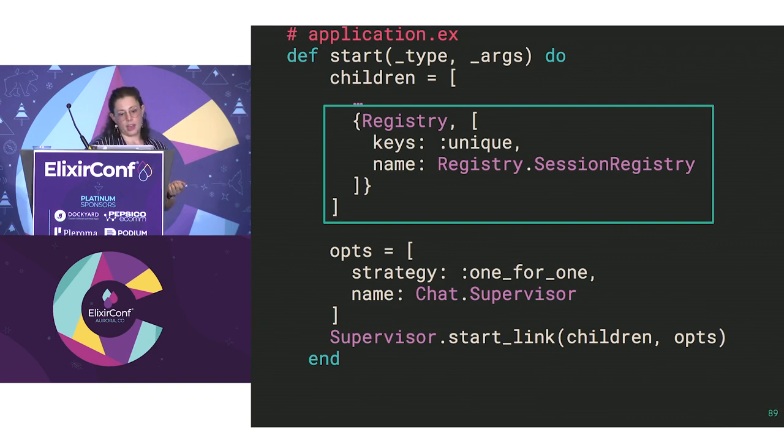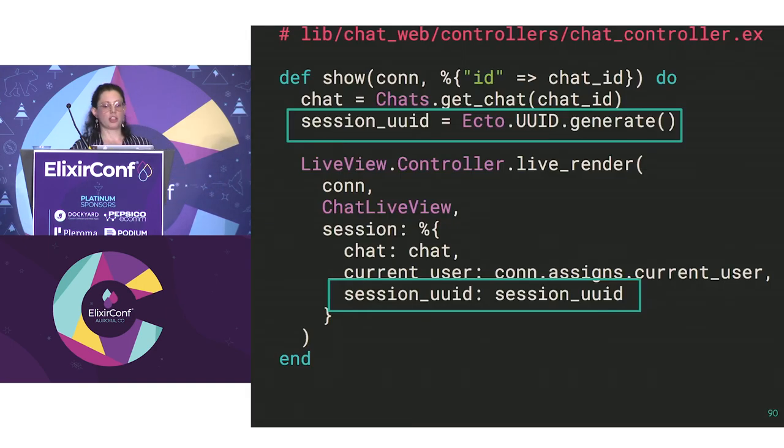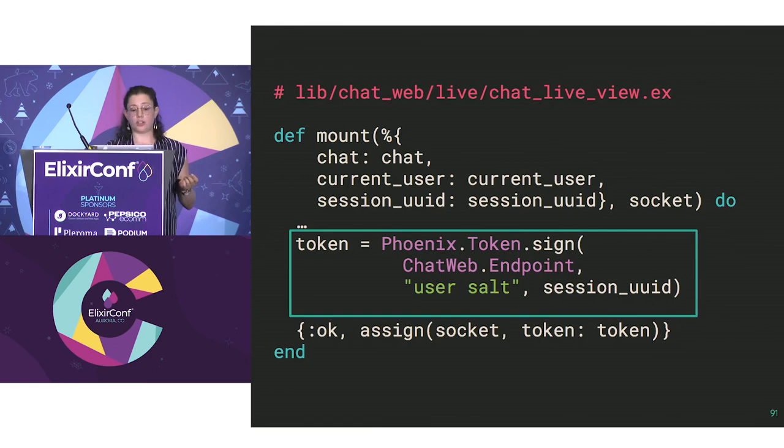And now we're ready to start thinking about how we're gonna share this session UUID between a live view and a channel. When the live view mounts from the controller, we will generate the session UUID, we will pass it into the live view so that we can store it in live view state.